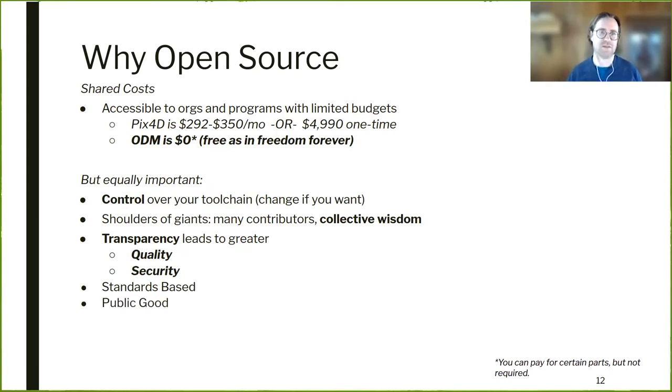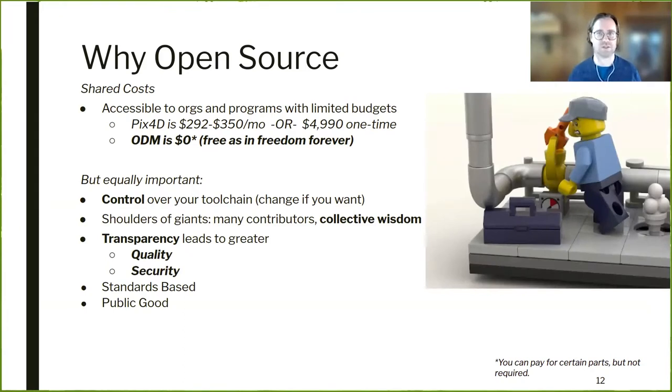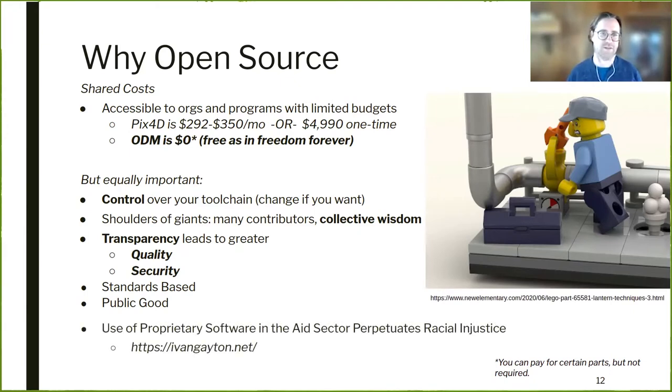Open source also gives us standards-based and public good things, because much like any other infrastructure, we don't want to hand the keys of the kingdom, as it were, over to someone for fundamental infrastructure. We don't want just one company to be able to handle our infrastructure and our plumbing. In much the same way, our technological infrastructure needs to be a public good. And then here's something that could easily be a presentation all on its own, the last bullet point on the slide. Use of proprietary software in the aid sector perpetuates racial injustice. And Ivan Gayton, at the top of his blog right now, has a fantastic rant on why that's the case, and what free and open source software does better in that case.